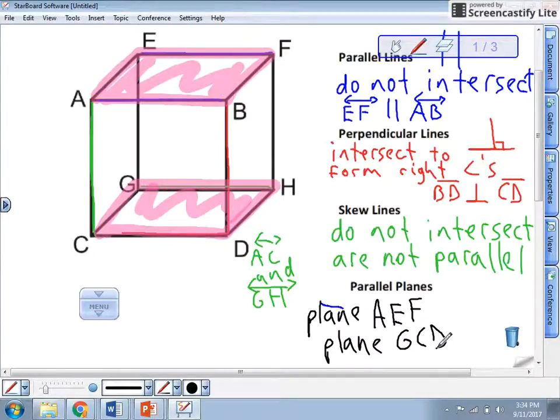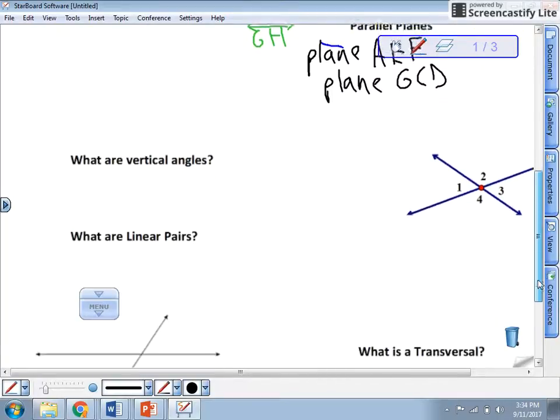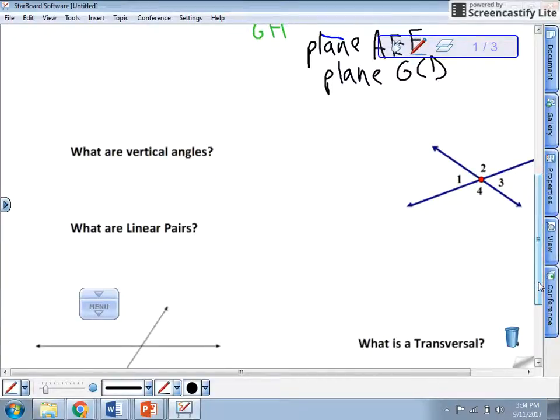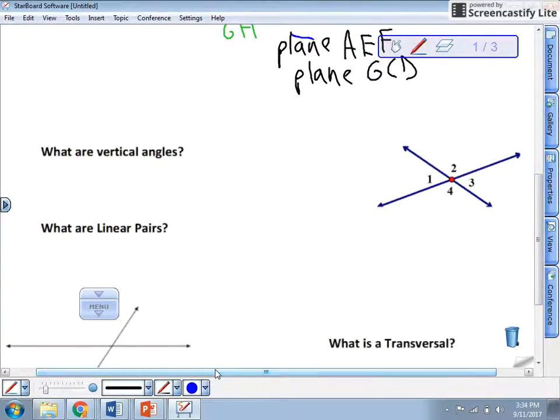So, all right, on to the next part. It's going to be a little review, but it's worth remembering. When we have intersecting lines, we've got to remember what vertical angles are and what linear pairs are. Vertical angles are the angles that are across from each other. Angles 1 and 3 would be an example.